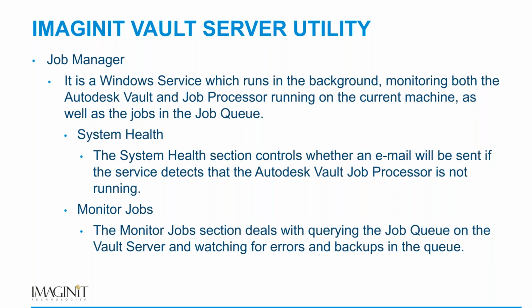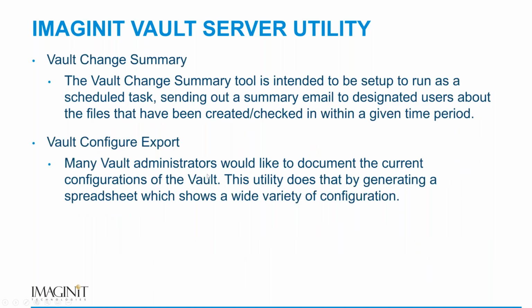So what our job manager utility will do is keep an eye on all that. So if something starts going south with the job processor or job processors, this will go out and start sending emails and say, hey Matt, something's going on here. The job proc is down. So it's just a good monitoring system to make sure that everything is running as smoothly as it can.